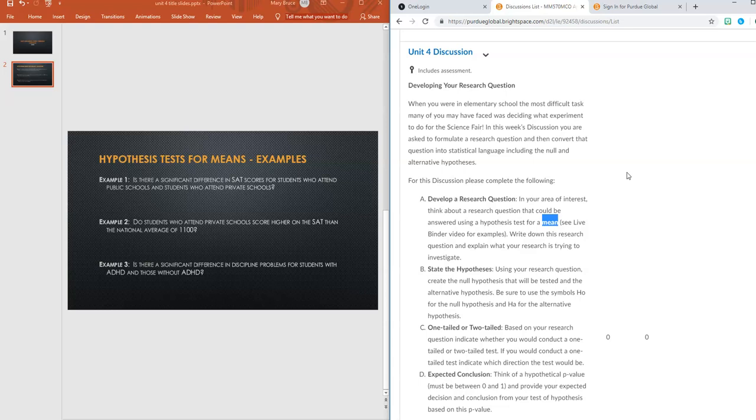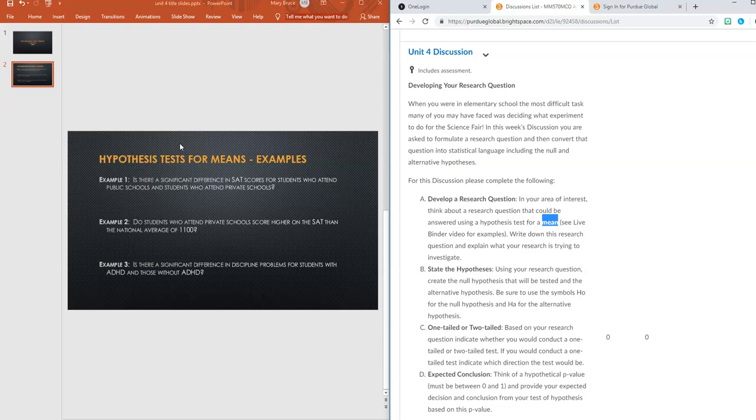So your research question, you will talk about it in seminar, but you do have to make sure that it is a specific enough question that it's clear what variables you're going to be comparing and what groups you're going to be comparing. So if you look over here to the slide, I've got some examples of hypothesis tests for means so that can hopefully help guide you into being able to come up with an appropriate question.